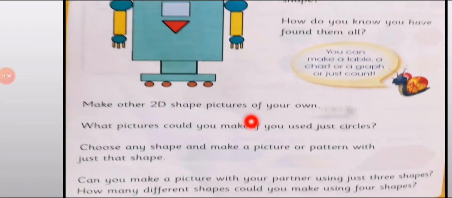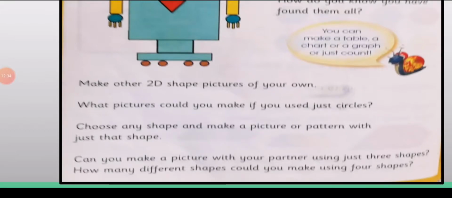Make other 2D shape pictures of your own. We also do this question. What pictures could you make if you use just circles? We will do this question on notebook. We will use circles and we'll make different patterns or shapes. Choose any shape and make a picture or pattern with just that shape. We can also use some shapes and we will make patterns or pictures with the help of those shapes. We will do this work on notebook.